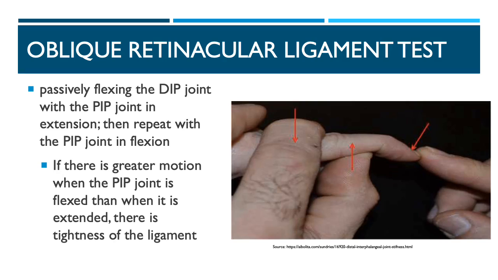The oblique retinacular ligament test looks for ORL tightness. So what you do is hold the PIP joint in maximum extension and passively flex the DIP joint. Then you repeat the same thing, but with the PIP joint in flexion. If there's greater motion when the PIP joint is flexed than when it's extended, there's tightness of the ligament. So when the ORL is tight, it's not going to allow independent motion.